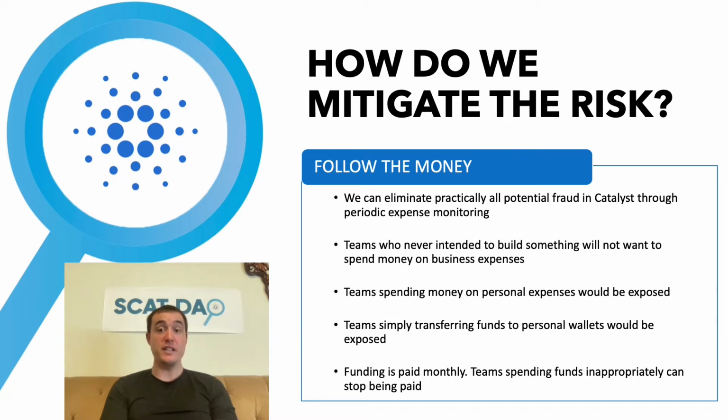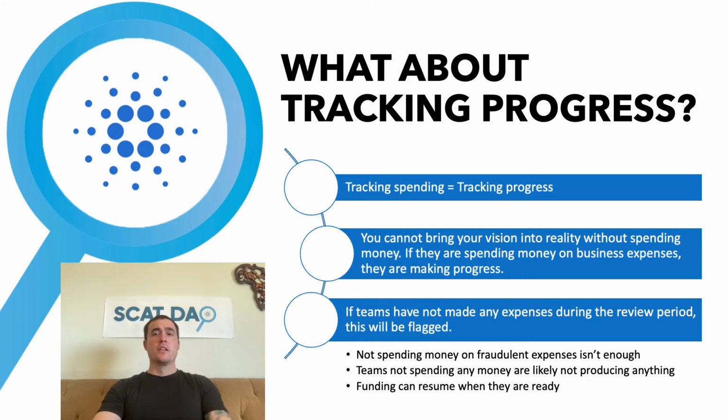Through Catalyst, funding is paid monthly. You don't get a lump sum. It's paid, each month you get a little bit more. So if we go through and we're monitoring expenses and making sure that they're accurate, you keep getting funding. If you monitor it and people are not spending money on legitimate business expenses, you can stop being paid. So now hopefully everyone understands why tracking these expenses makes sense and keeps everyone accountable.